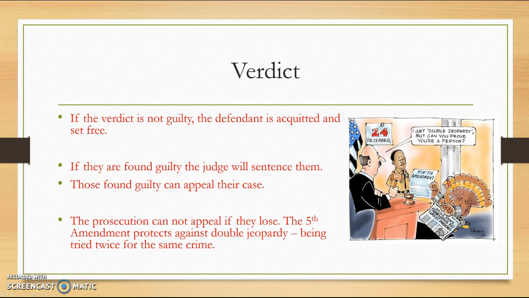Okay, so that is our criminal legal system and the procedures in which we use.